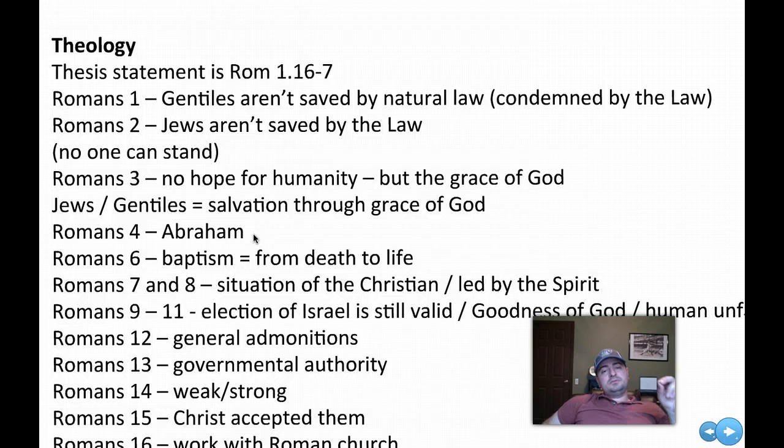In Romans 9 through 11, there is a very important lesson that's taught, and that is the election of Israel is still valid, which is important because the church has a terrible history of being anti-Semitic. We don't recognize anymore that Israel is God's chosen people, or, we should recognize that, but often we don't. And when I say we, I mean Christians as a whole.